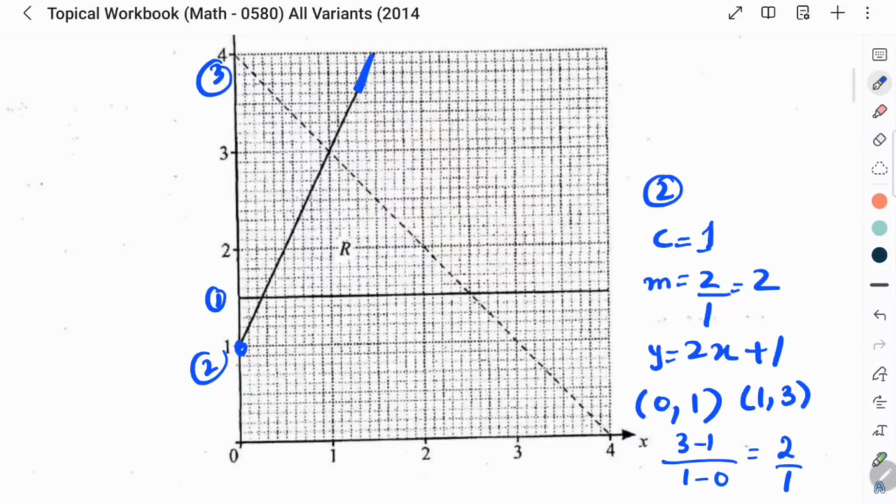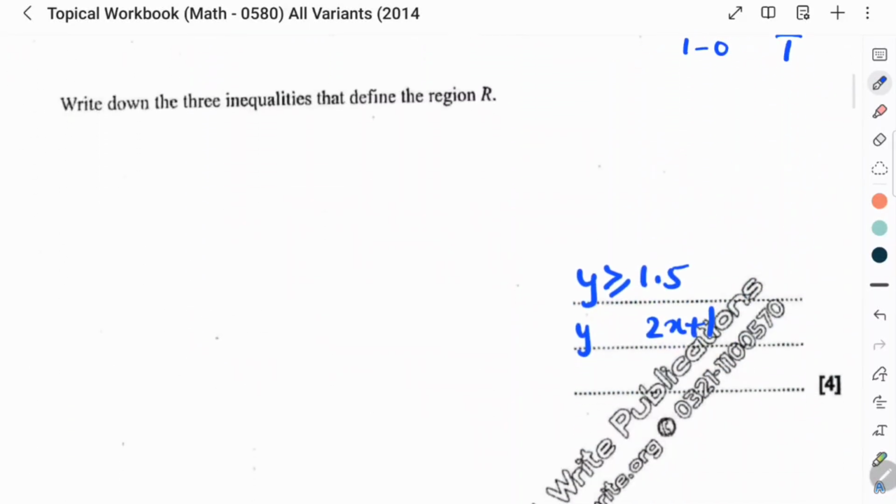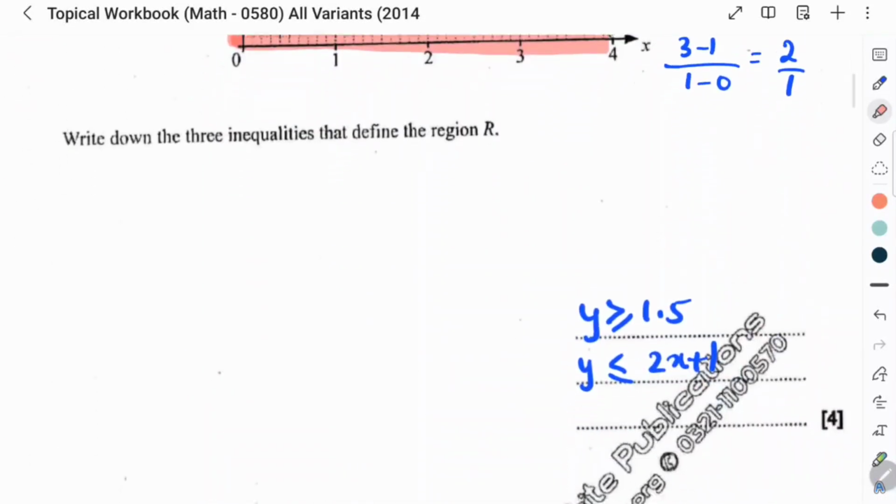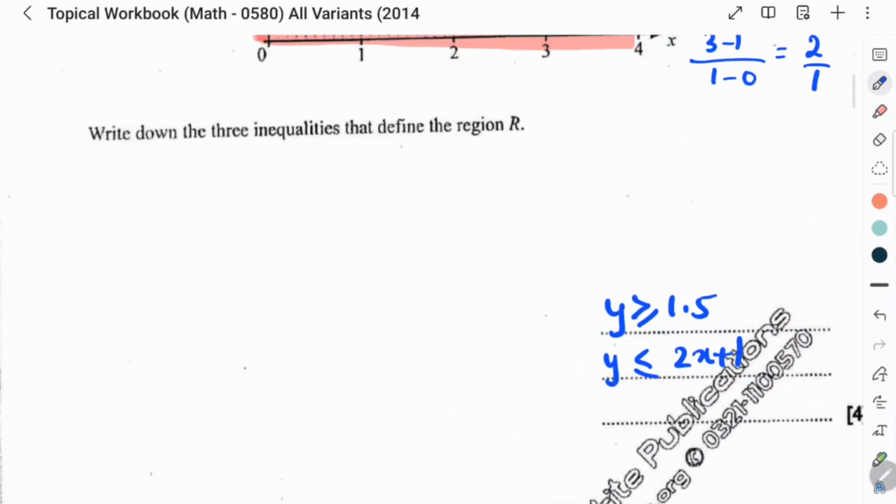So this is y is equals to 2x plus 1. When you look at this line, the region is below the line, so you just write down y is less than equals to 2x plus 1. Come to the third line. Your third line y-intercept is 4 because it is intersecting at 4. Your rise is 4 and your run is also 4 and it is from the negative side. So 4 upon 4 is equals to 1.